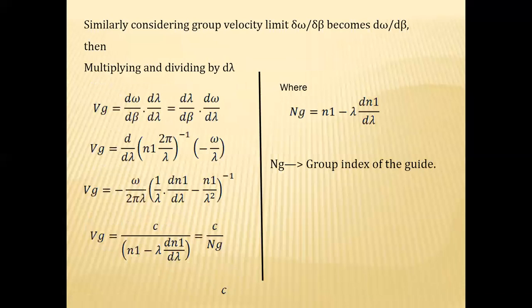Similarly, for group velocity, we know Vg, the group velocity, is equal to d omega by d beta. Now, for simplification, let us multiply and divide by d lambda in this expression, and by simplifying, we will get the value of Vg is equal to C divided by Ng. So this Ng is nothing but the group index of the grid.